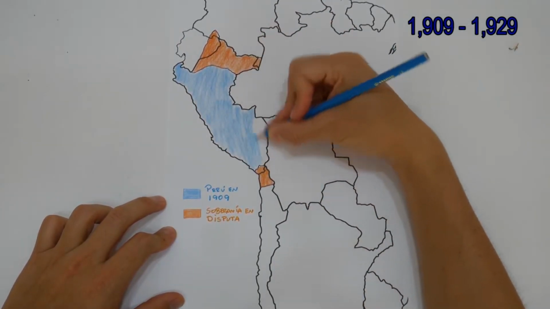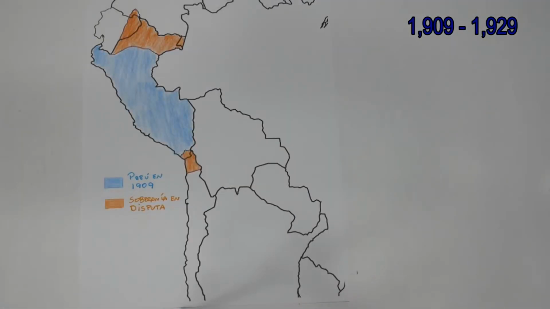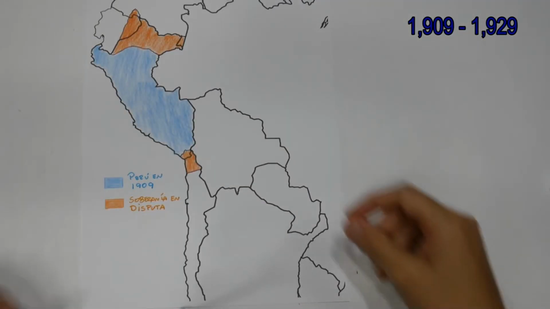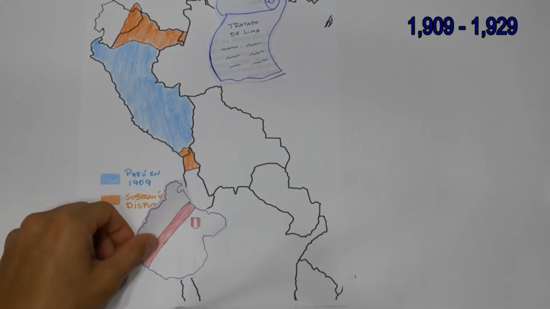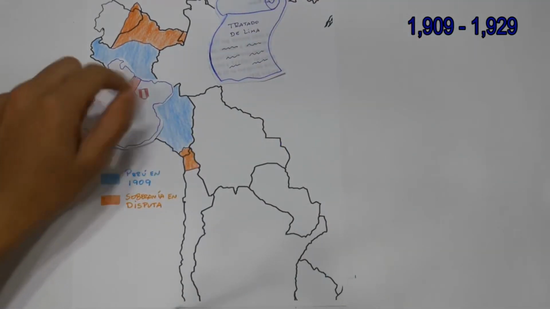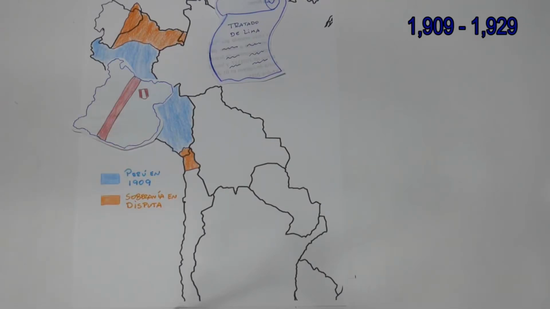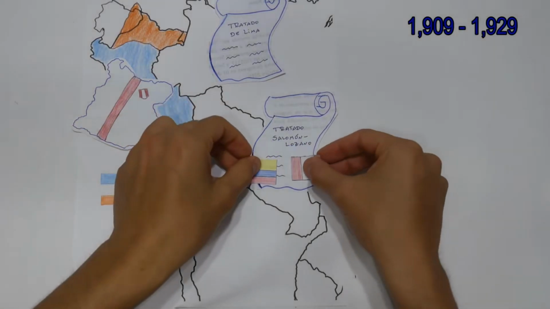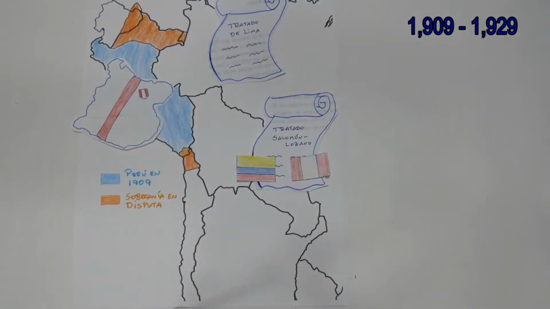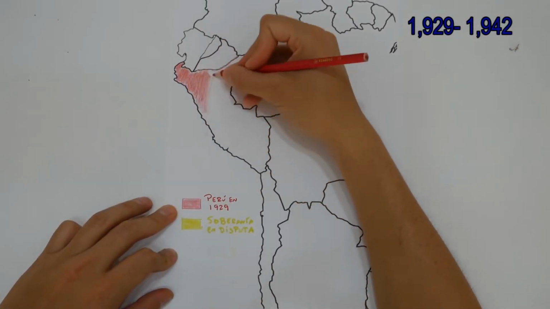Do you recall Arica and Tacna going to Chile? Well, in 1929, Tacna returns to Peru through the signing of the Treaty of Lima, thus recovering part of the territory lost during the Pacific War. With this, and with some border agreements with Colombia through the Salomon-Lozano Treaty of 1922, which was rectified after a brief war between both nations in 1933, the map of Peru is thus.